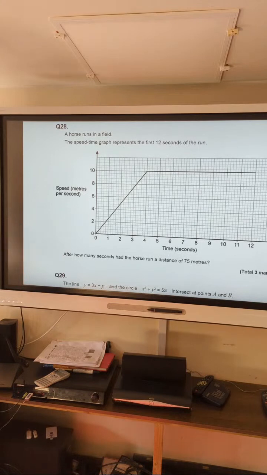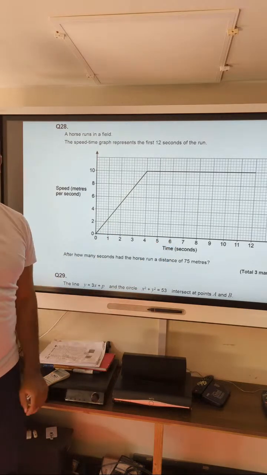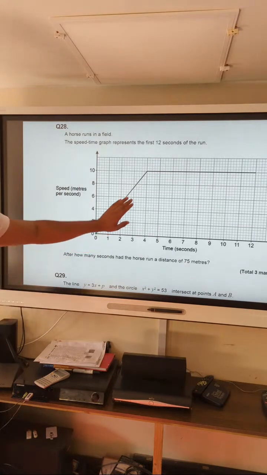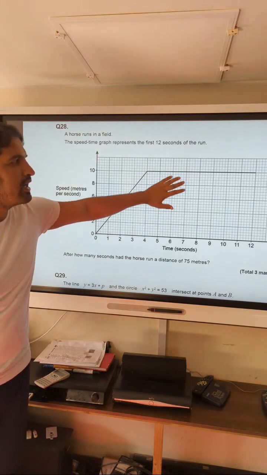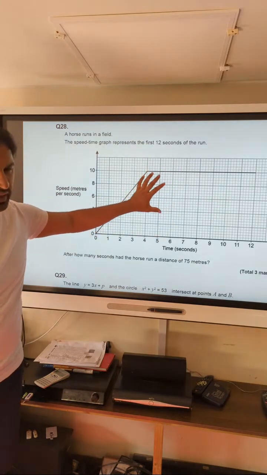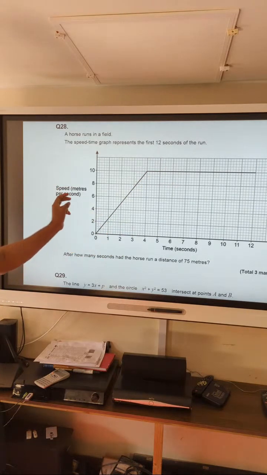Question number 28. We've got the graph of speed and time. If you know the time and the speed, then they generally ask you to work out the distance at some point, and that would be the area underneath that graph. So you always work out the area underneath the graph. That gives you the distance if you know the speed and the time.